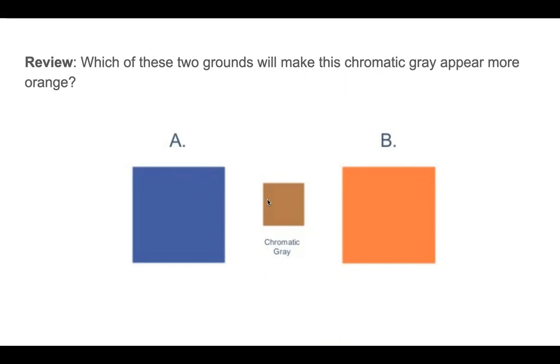So if I put this gray on top of this blue, it's going to subtract itself out of it. It's going to take the blue out of it, and we're going to be left with orange, right? Because this is a combination of A and B. With B, if we put this on here, what do you think we'll get more of? It'll start to look more blue, basically.